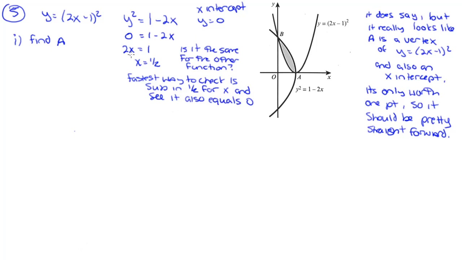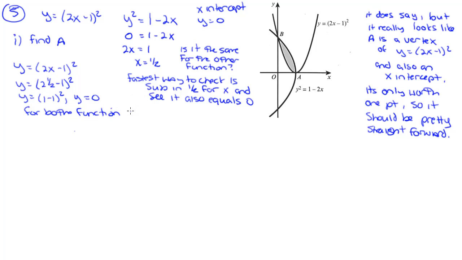So let's try that. We're going to take this function over here, replace the x with a 1/2, and then see if it equals 0. And when we do, 1 minus 1 does equal 0, and so both functions have the same point. And so that means that A has got to be (1/2, 0). You can solve this by making them equal to each other, but it's a rabbit hole and it'll take you forever. It's not worth it.